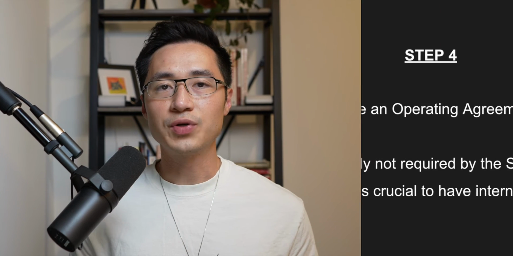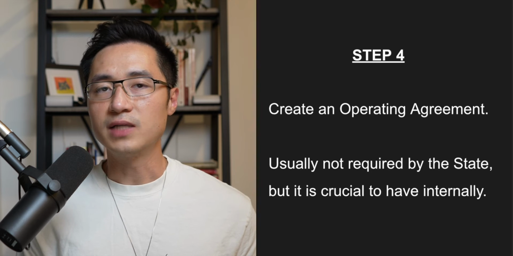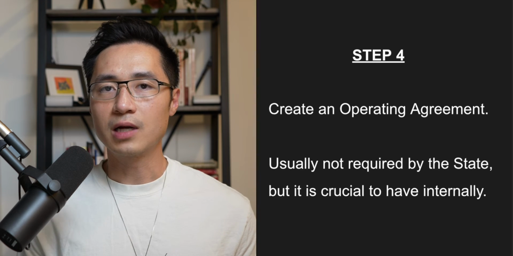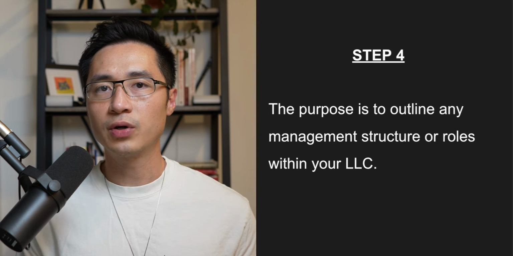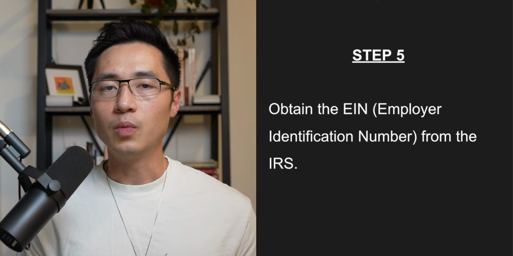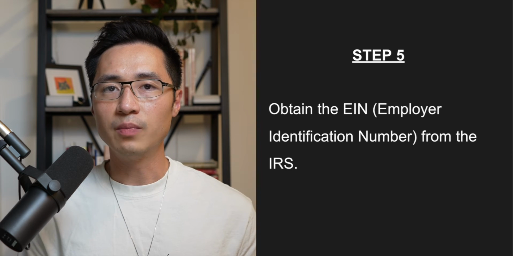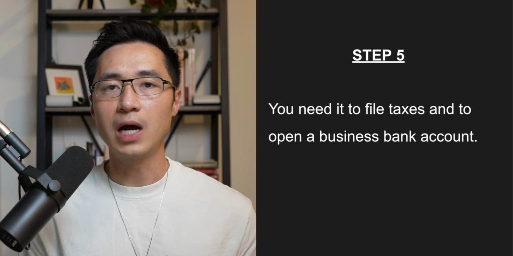The fourth step is to create an operating agreement. This step is generally not required by the state's filing, but it is crucial to have it set up internally. The purpose of this agreement is to outline any management structure or roles within your own LLC. Next step is to obtain the EIN, which is the Employer Identification Number from the IRS. This is basically the ID number for your LLC, and it's necessary in order to file taxes and also open up a business bank account.